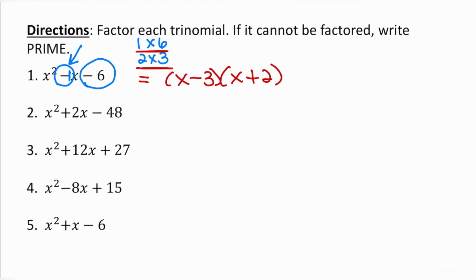Take a look at question number 2. It has to multiply to give me negative 48, and it has to add to give me positive 2. Because the back sign is a minus, it's negative, I'm going to have opposite signs. Let's start listing everything that multiplies to give me 48.